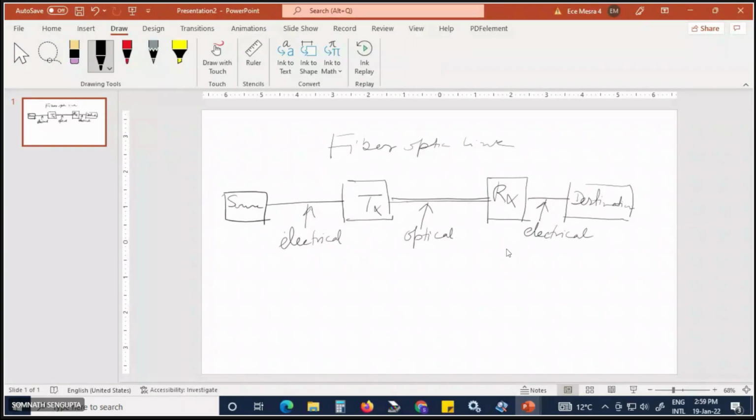So in any fiber optic link, the first thing needed is the transmitter. The transmitter is composed of a light source and another part, an electronic circuit. The light source is generally of two types: one is an LED light source, another is a laser source.